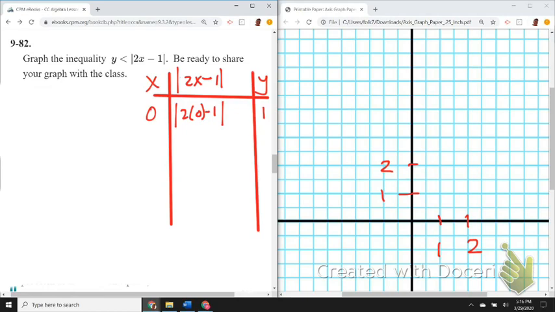Okay, so let's go ahead and plot that point here. We'll change it to purple. 0, 1. It's going to be right there. So let's just try our next value here of 1. So the absolute value of 2 times 1 minus 1. Well, 2 times 1 is 2, and 2 minus 1 is 1. The absolute value of 1 is 1. So when I plugged in a 1, I got a 1. Oops, let me change that to purple here.